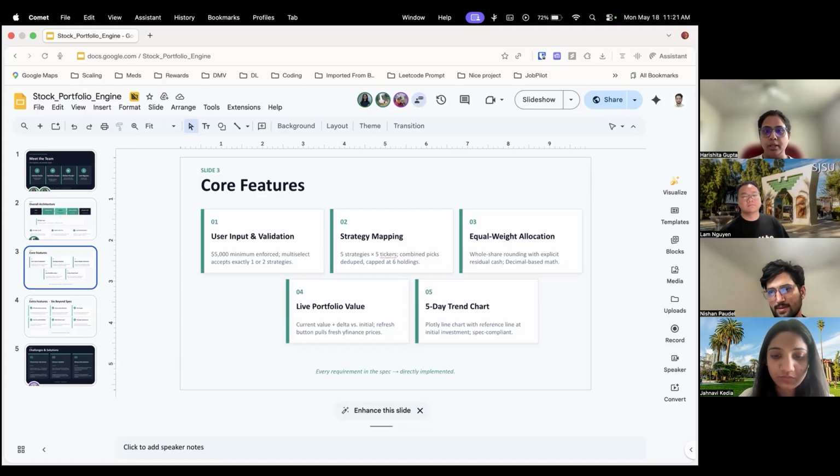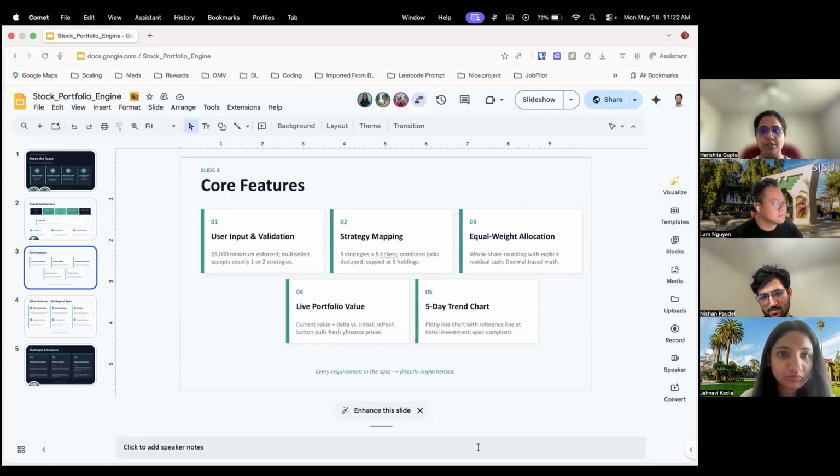Third is allocation, equal weight of the dollar amount, rounded down to whole shares, with the leftover residual cash tracked explicitly. Fourth is live portfolio value, and the metric card shows the current value with the delta versus the initial investment. The refresh button pulls fresh prices from Y Finance on demand. Fifth is the 5-day trend chart with a reference line at the initial investment amount, so the grader can immediately see whether the portfolio is up or down over the week.